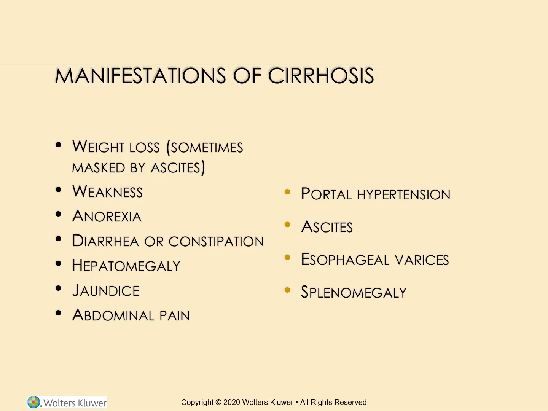So patients with cirrhosis will experience things like weight loss, although sometimes that's masked by a condition called ascites, which is an accumulation of an excessive amount of fluid in the abdominal cavity, which we'll talk about in a couple slides. They also develop weakness, anorexia, and diarrhea and constipation can occur. They get hepatomegaly, which is the enlargement of the liver. They can develop jaundice, abdominal pain, and some of the major issues, again, that we'll talk about after this are portal hypertension, ascites, esophageal varices, and splenomegaly.